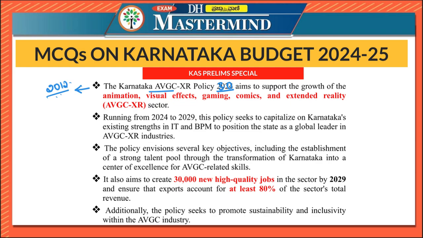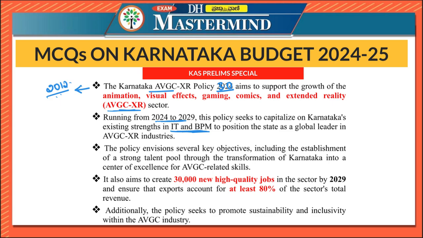So now this is the third policy that the Karnataka government has rolled out, and it aims to support the growth of animation, visual effects, gaming, comics, and extended reality. So this is the expansion for AVGC XR. Please remember, animation, visual effects, gaming, comics, and extended reality. This particular policy will be running from 2024 to 2029, and it seeks to capitalize on Karnataka's existing strength in IT, information technology, and BPM to position the state as a global leader. The policy aims to make Karnataka the global leader in the AVGC XR sector.